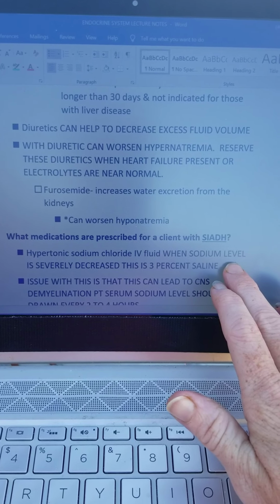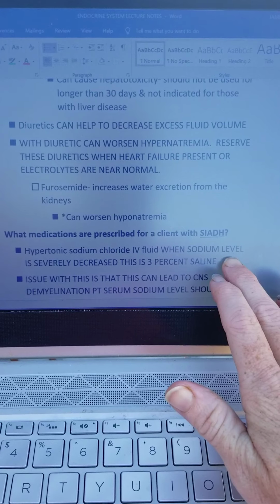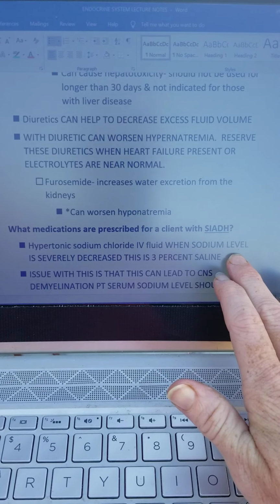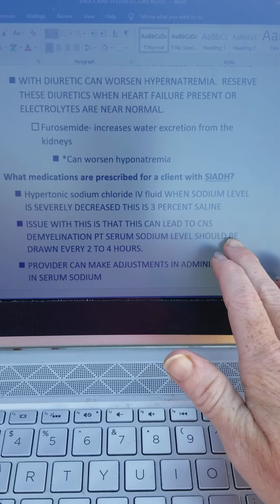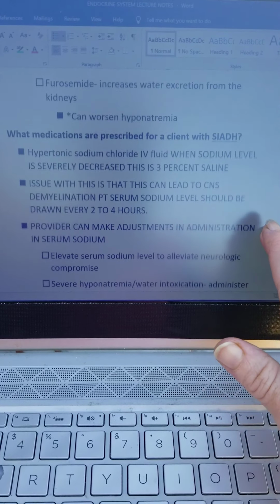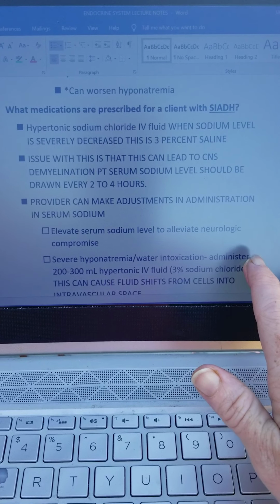Diuretics can help to decrease excess fluid volume. With diuretics, they can worsen hyponatremia. Reserve these diuretics for when heart failure is present or electrolytes are near normal. Furosemide increases water excretion from the kidneys, so that would help the fluid overload, but then it can worsen your hyponatremia.